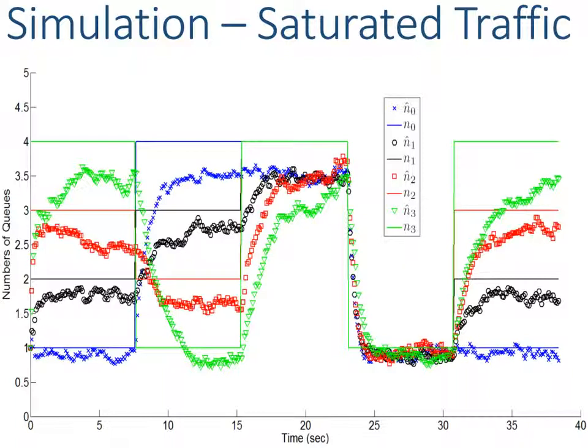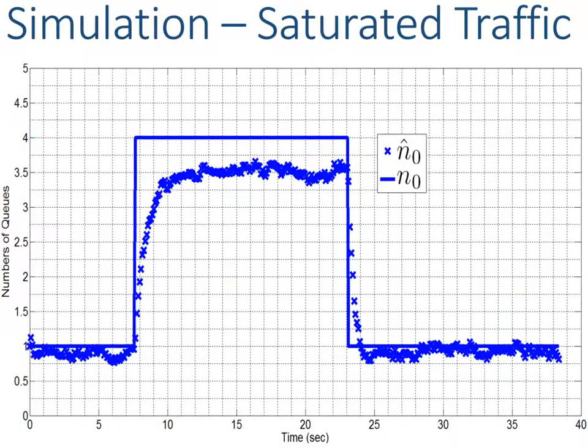Aiming at assessing the filter tracking speed and accuracy in a network with saturated traffic and diverse degrees of fluctuations, we simulate the scenario presented here. Details on each of the access categories will be presented next. Notice that straight lines represent the actual numbers of active queues and the dots estimates. First, we observe the behavior of access category 0 or voice.